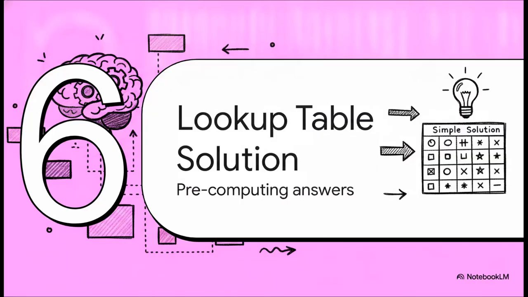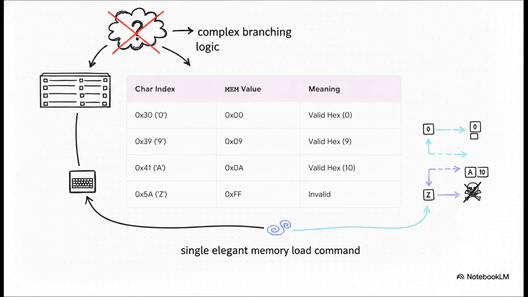But you know what they say, constraints breed creativity. Section 6, the lookup table solution. When you can't compute your way out of a problem, you find a workaround. And the solution they finally landed on is beautifully simple. Instead of trying to use arithmetic to validate a character, they just built a map. They created a 256-byte hex lookup table directly in memory. For every single possible byte value, from 0 to 255, the table stores a specific answer.